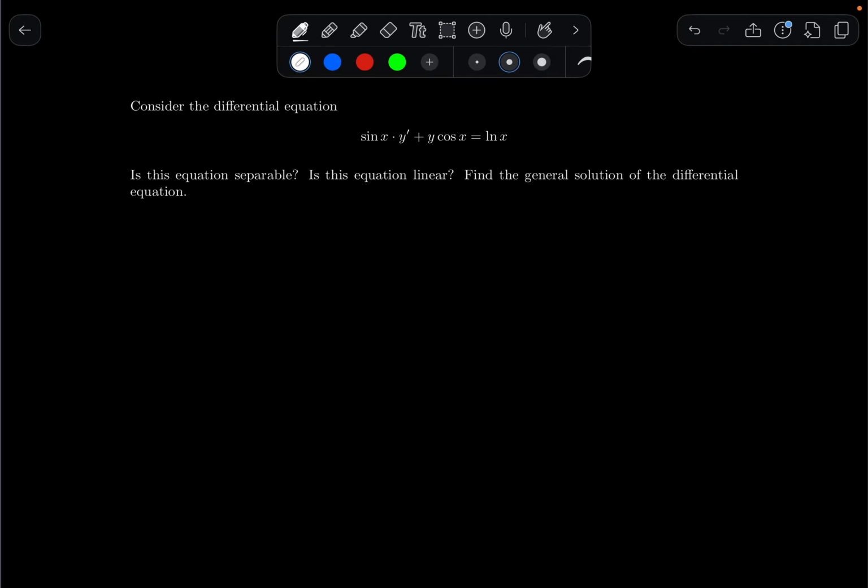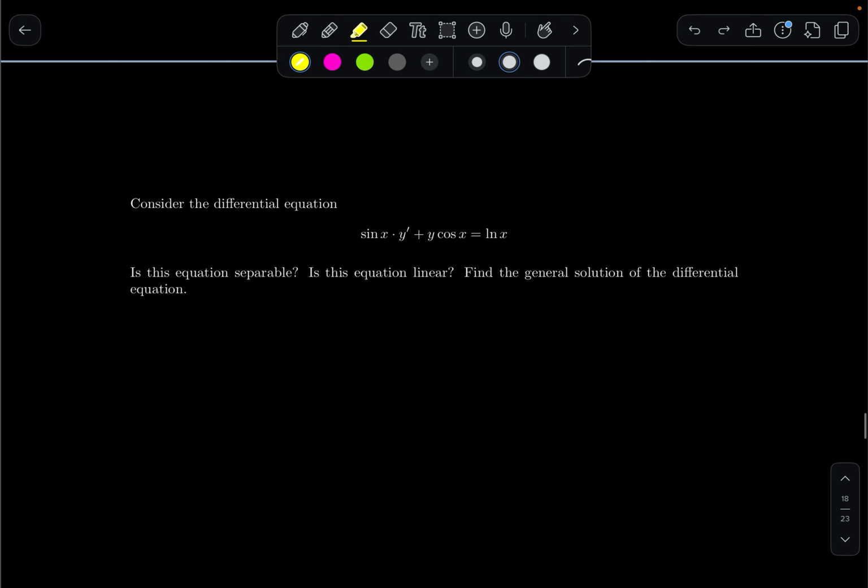In this problem, we are given a first order differential equation. Notice it's first order because that's the highest order derivative that shows up. We're asked to determine if the equation is separable, if the equation is linear, and then to go ahead and solve this. Well, I recognize that the way this is written is exactly like this.